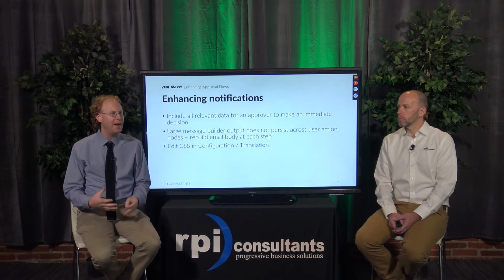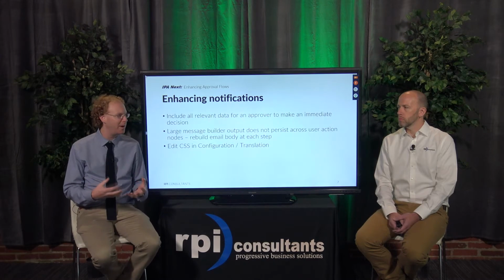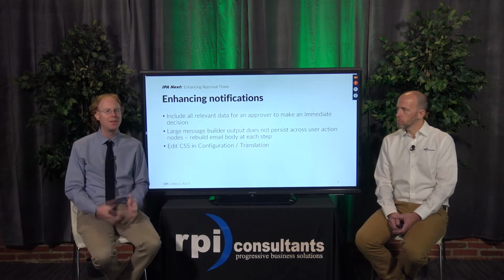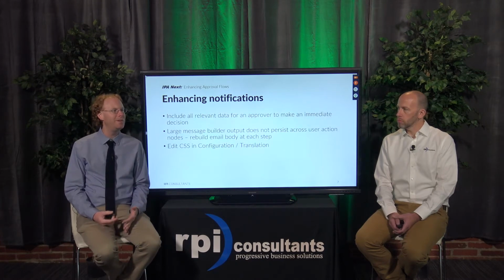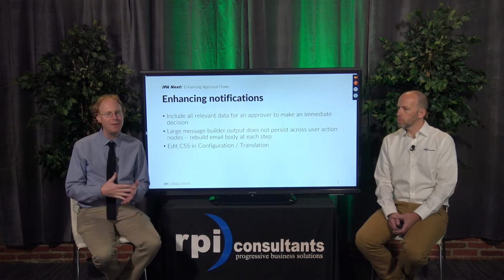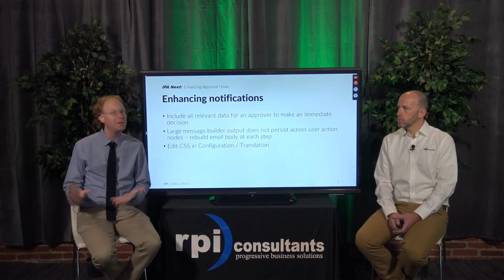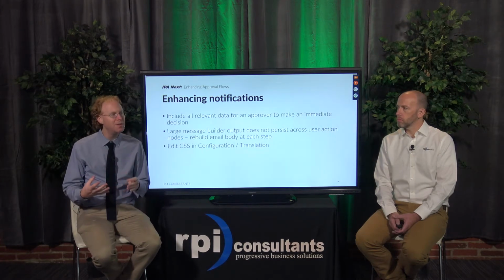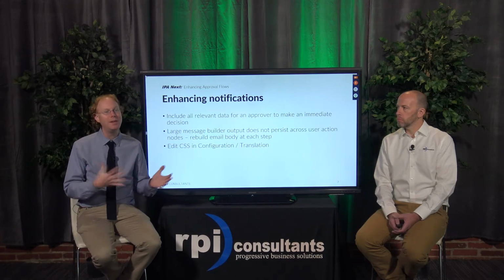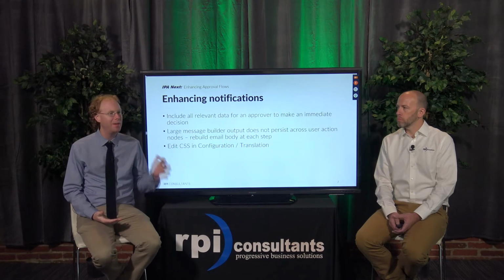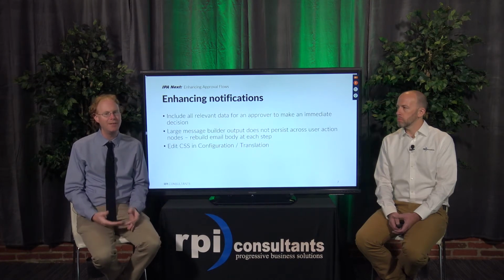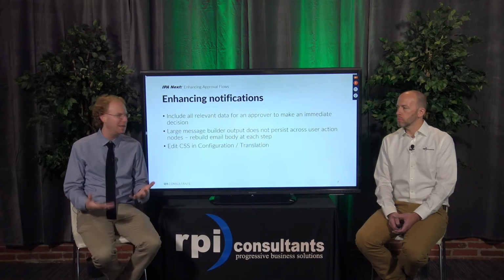This ends up creating a very large message builder output variable, and we know that that data doesn't persist through user actions. So if you have multiple levels of approval, you need to rebuild the email body every time. So try to take that part of your flow logic and have it reused each time you run through a user in basket. That'll make maintenance a lot easier if you treat it somewhat like a subroutine portion of the flow.